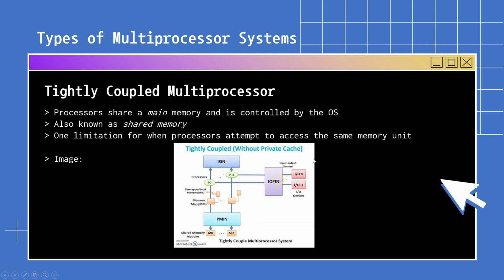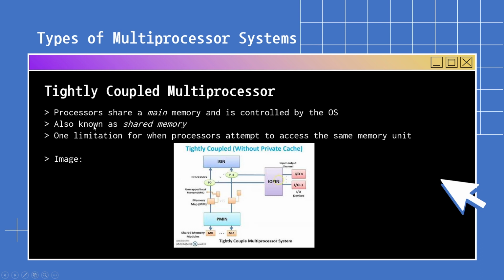There is one limitation for when processors attempt to access the same memory unit. Naturally, if two processors attempt to access one memory module, and both of them have a need for that memory module, then the second processor will have to wait until that memory module is done being used before it can be accessed.